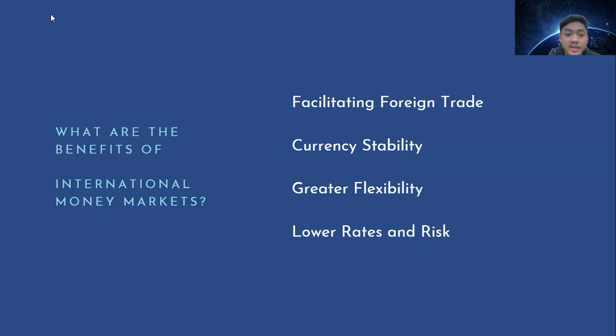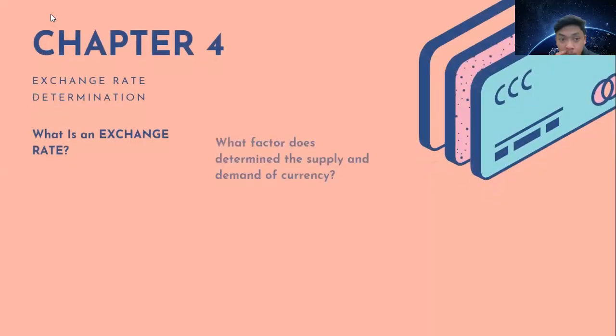What are the benefits of international money markets? There are 4 benefits for international money markets, and the first one is facilitating foreign trade. The second is currency stability. The third is greater flexibility, and the last lower rates and risk.